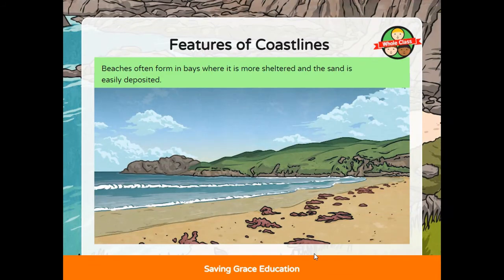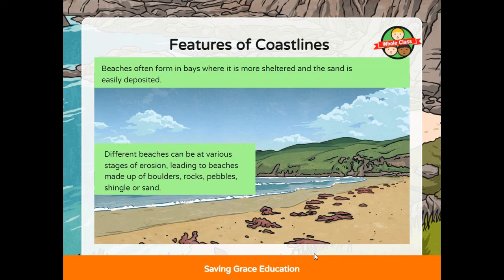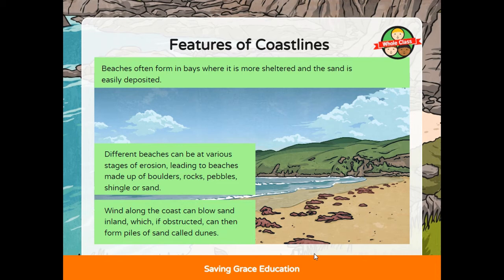Beaches often form in bays where it is more sheltered and the sand is easily deposited. Different beaches can be at various stages of erosion, leading to beaches made of boulders, rocks, pebbles, shingle, or sand. Wind along the coast can blow sand inland, which, if obstructed, can then form piles of sand called dunes.